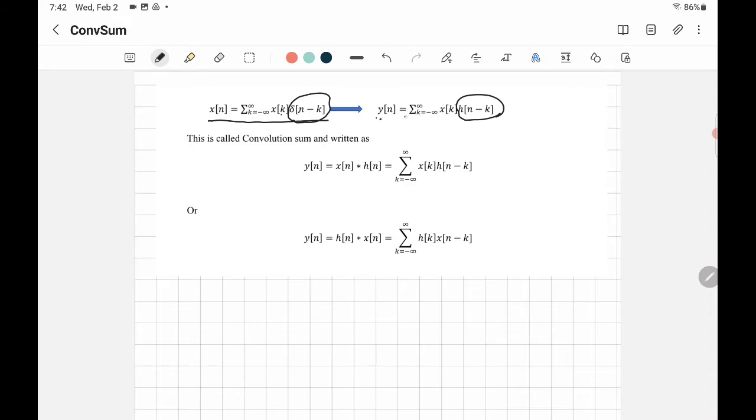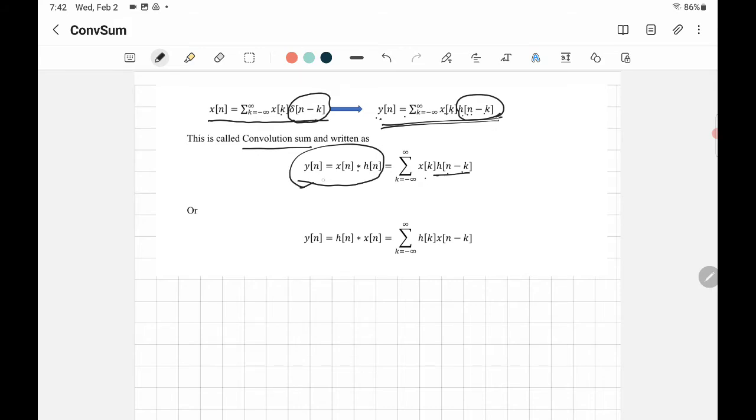So the output is equal to the sum of x of k times h of n minus k, where k changes from negative infinity to infinity. This summation formula we can write like this: y of n is equal to x of n convolved with h of n. That's what we call the convolution sum. That's exactly the same thing, x of k and h of n minus k. Let me just remind you, h of n minus k replaces delta n minus k. You start with this expression.